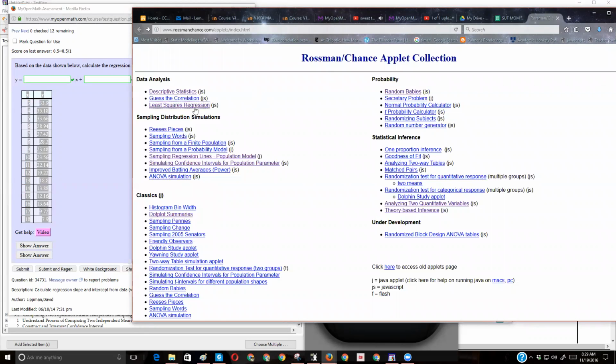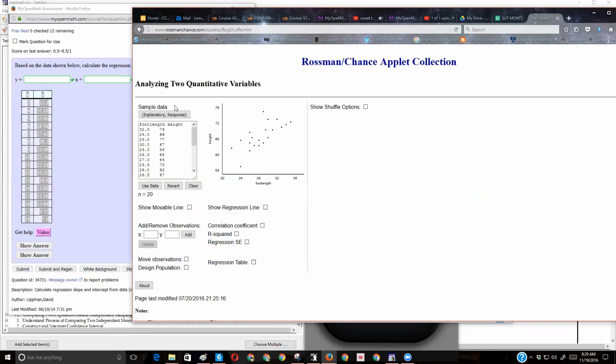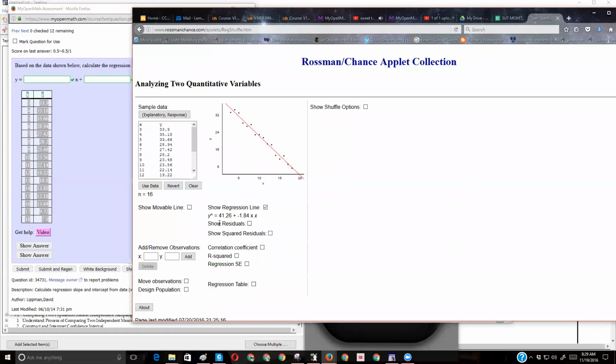There are many applets out on the internet. This Rossman Chance applet does a very nice job with it. I'm going to clear out the data, and I still have that data copied to my clipboard, so I'm going to paste it in, and notice how it dumps it in there very nicely. I'm going to use my data. I'm seeing a strong negative linear association, so I'm thinking this line might be a good thing to use to model it. The way you get the regression equation using this applet is to check show regression equation, and here's my y-intercept, and here's my slope.